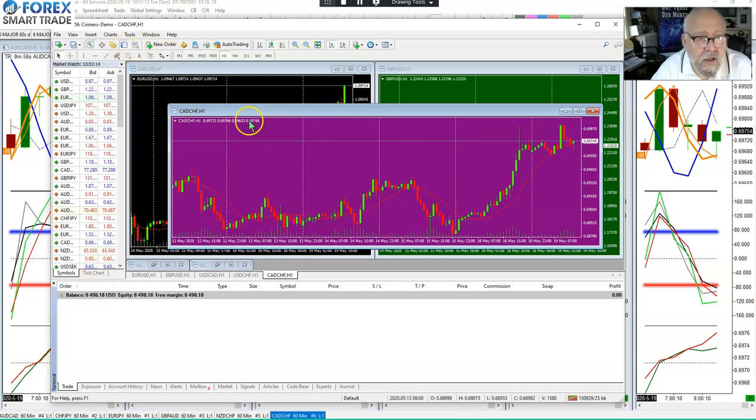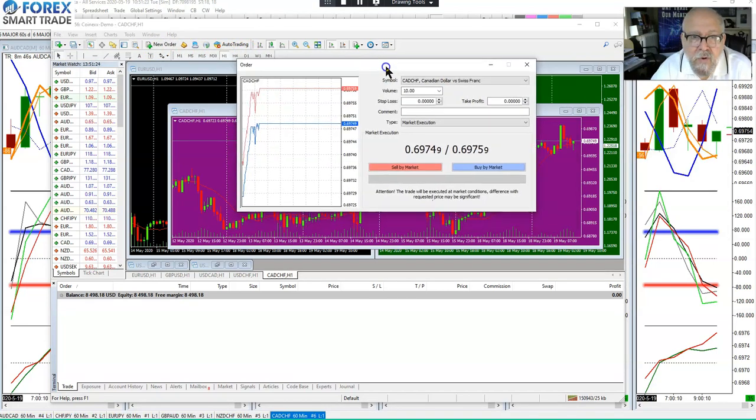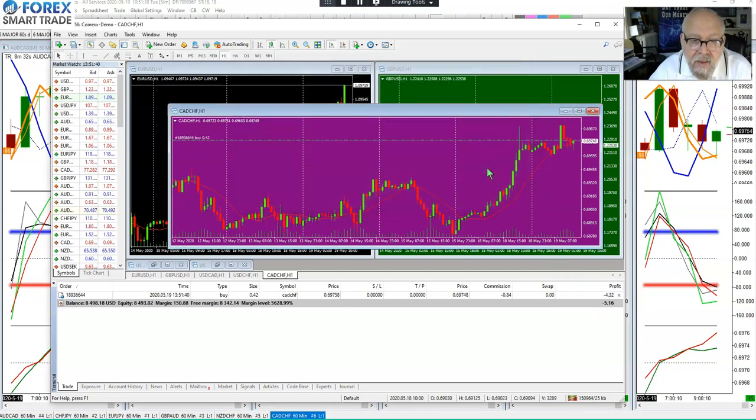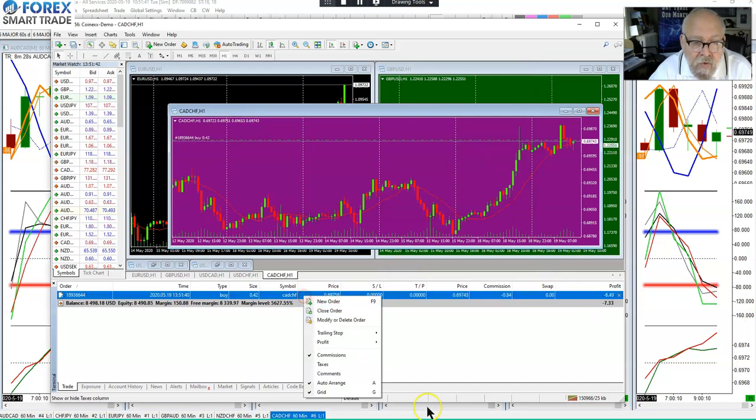So I've got the chart open. I go to the second row here and grab new order, and it pops up this window. So I'm going to go to points. I'm going to go half of 0.84, so I'm going to go to 0.42. So 0.42, and we said this was a buy. Click buy.